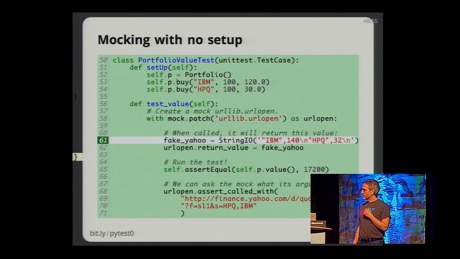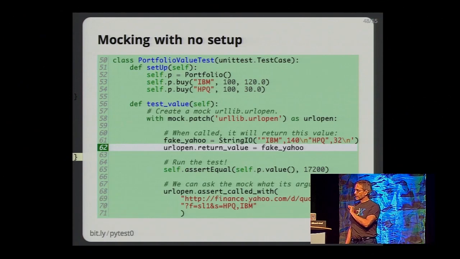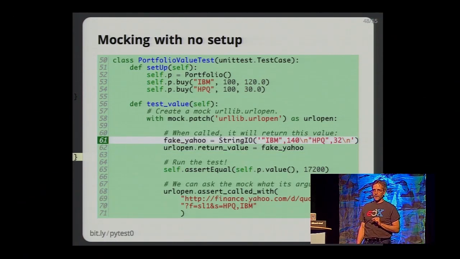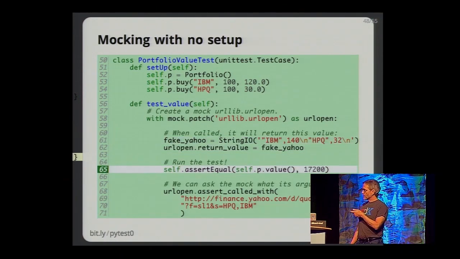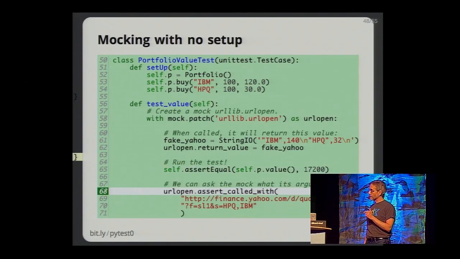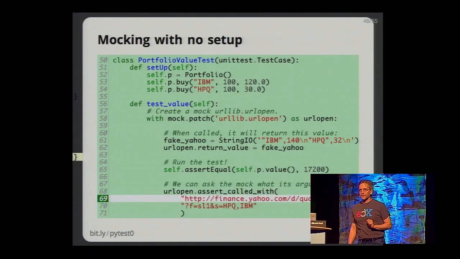And then down here what we say is, I'm going to make urlopen have a return value of this fake Yahoo data. And now when I call self.p.value, it goes through all of our code. It gets to urllib.open, which hits the mock, which gets the return value that we gave it, and it gets back that data, and it comes back up and gives me the value you want. And now, by the way, down here, I can say to urlopen, I assert that you were called with these values. Because, by the way, in our previous example, we didn't actually look at what our fake object got called with.